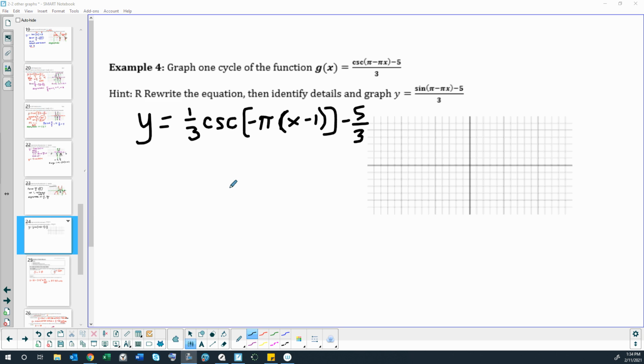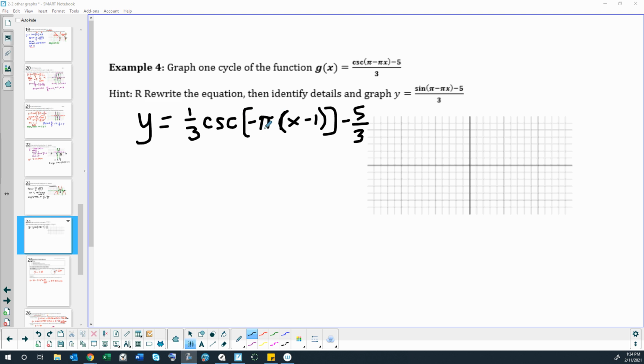All right, graph one cycle of the function g of x equals cosecant of (pi minus pi times x minus 5) all divided by 3. So to do that, we are going to graph the equation with sine instead of cosecant. I've actually rewritten it here with cosecant, where I've taken the 3 and changed it to 1/3 and negative 5/3. And then I've factored out omega. I'm actually going to call omega negative pi.